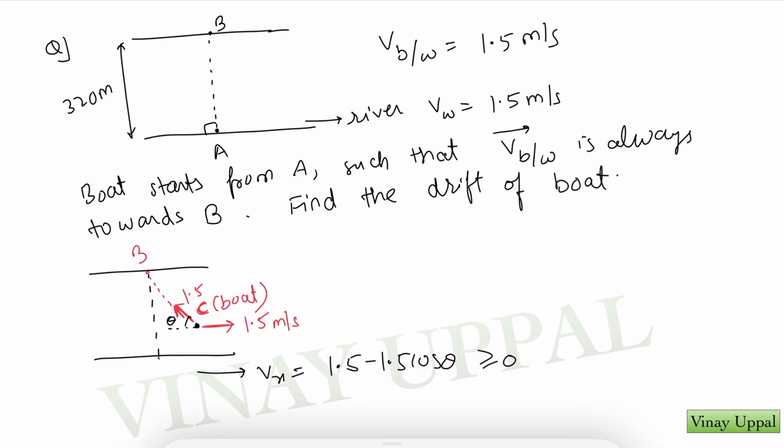So if the x component of the velocity of the boat, taking the x-axis along the river, is always towards the right hand side, how will it ever reach point B? It won't. That is the reason why the boat will never reach point B. And the question is now asking the drift of the boat. The drift of the boat is basically the component of the displacement of the boat along the river. So let's do that on the next page.